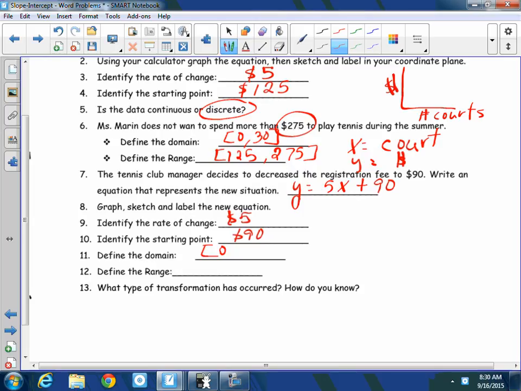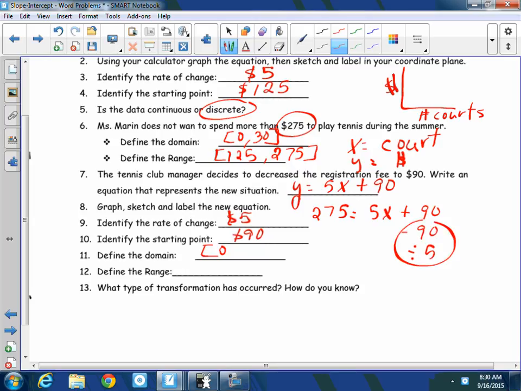So what did you do, Franklin? Talk to me. What did you do in the equation if I do not want to spend more than $275? Very good. Why did you replace the Y by 275? Because what is Y? The money that I want to spend. And I do not want to spend more than 275. So I'm going to take my equation and say 275 equals 5x plus 90, correct? And then I'm going to say minus 90. And then divide by 5.